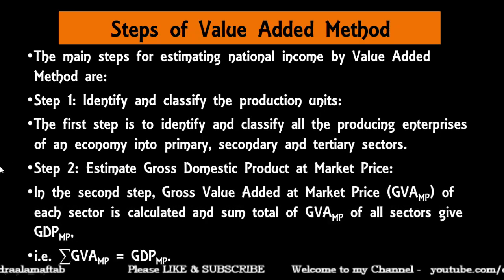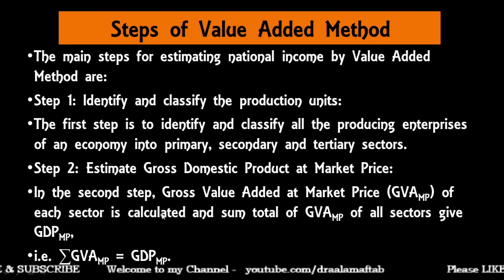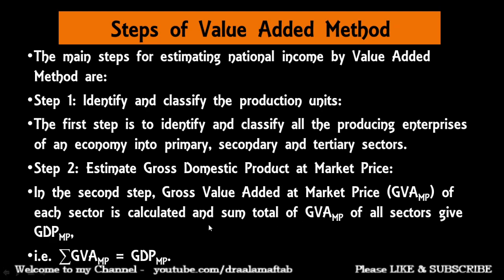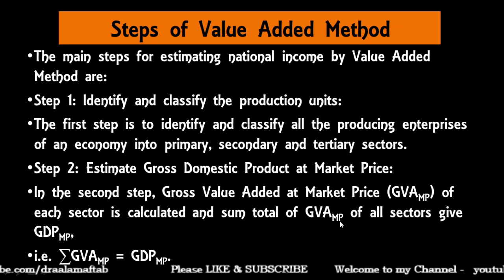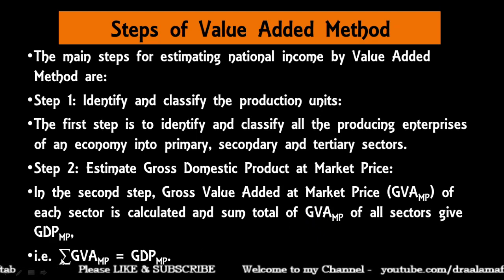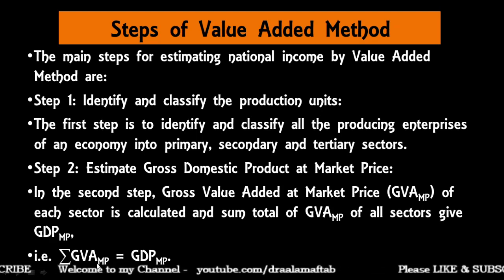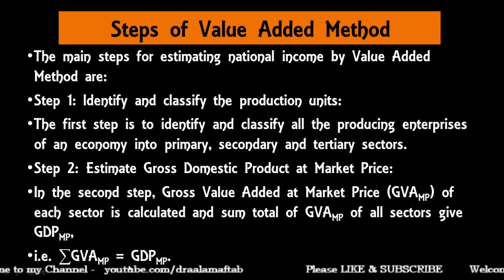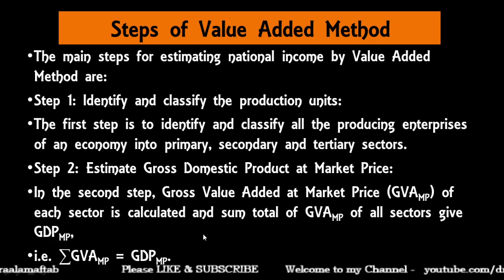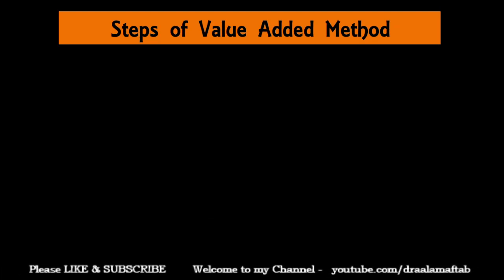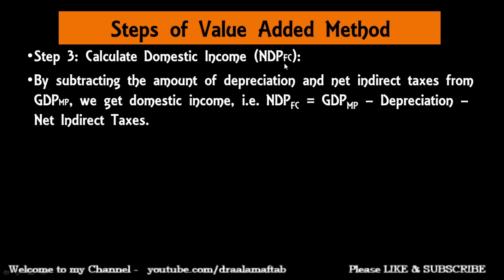After that, you have to find out the value addition in each sector, and you can add all the value addition in every sector. You will get gross value added at market price, and when you take summation of gross value added at market price by each sector, you will get GDP MP, or gross domestic product at market price. So after that, you need to find out net domestic product at factor cost.